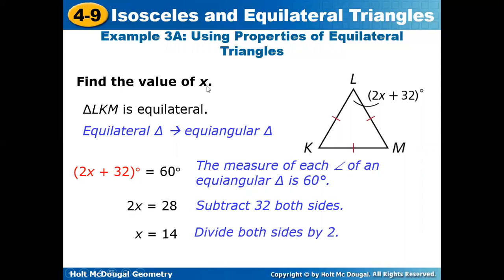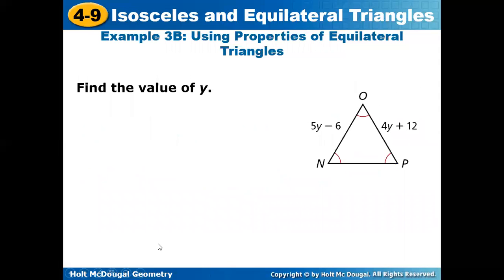In this question, I ask you only about the value of x, so this is the last step. Now find the value of y. Also, this triangle is equiangular, and any equiangular triangle is equilateral. It means the side NO is congruent to the side OP, also congruent to the side NP. So the length of the side NO is equal to the length of the side OP.